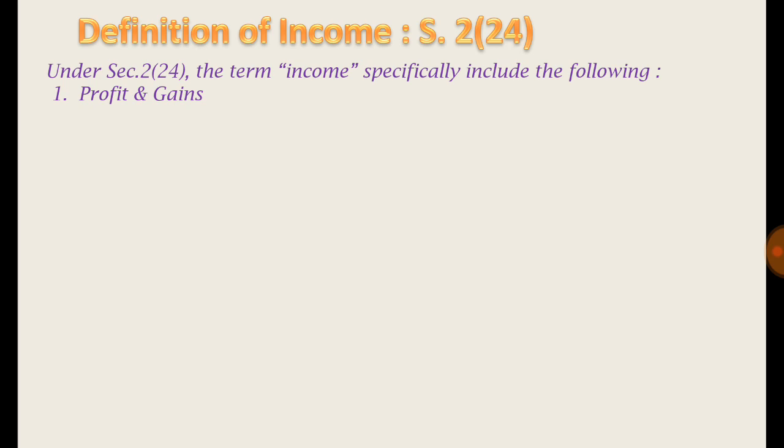We can see the list of incomes provided by section 2 clause 24 of that Act. Accordingly, the profits and gains that can be received by a person from business, profession, etc., are called income here. Then the dividends: you are students of company law, and you can see the person who is the owner of shares in any company can get income, the business profit of that company. So this is also the income of that person.